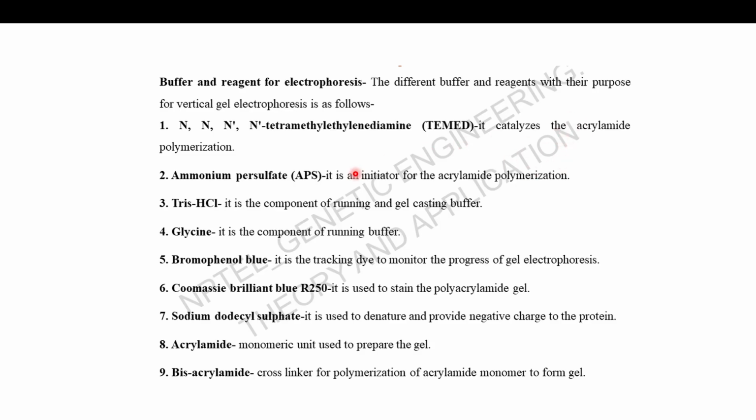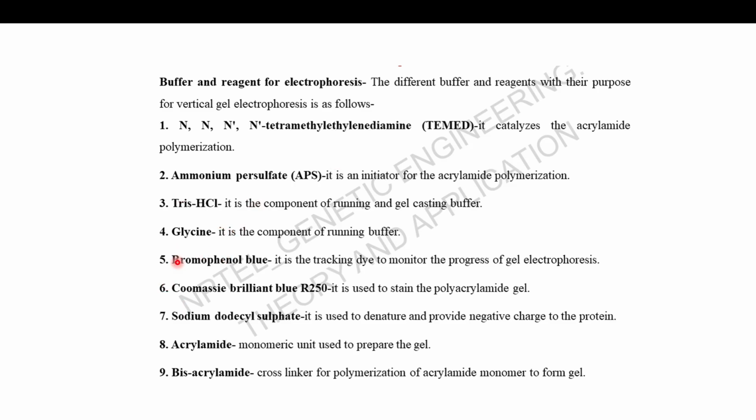Based on how much TEMED you are adding, it either speeds up the solidification process, mainly the acrylamide polymerization, or if you add it at the properly specified amount, it polymerizes nicely, the rate of polymerization is proper, and the regulation of the pore sizes is also proper. Okay, and then comes the running buffer.